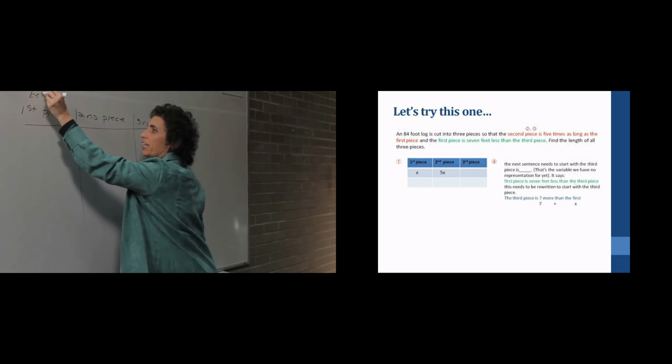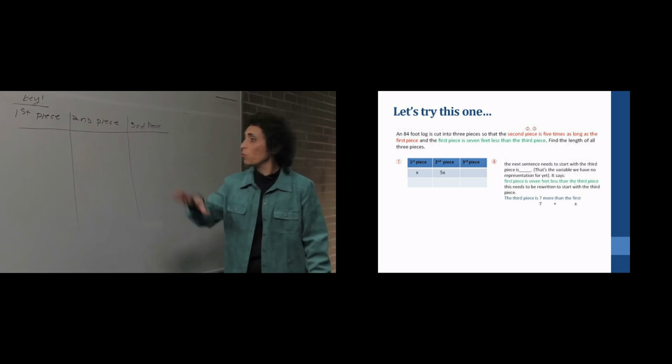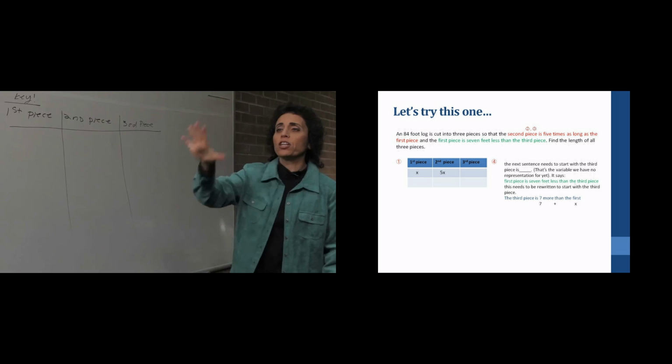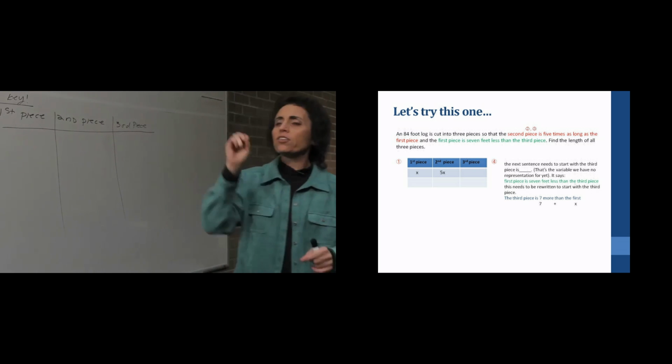So here's the key. The key is the key to all these verbal problems. Anytime there's more than one unknown, we want a key. Okay, so here we go. An 84-foot log. That seems to be very tough for me to say. An 84-foot log is cut into 3 pieces.